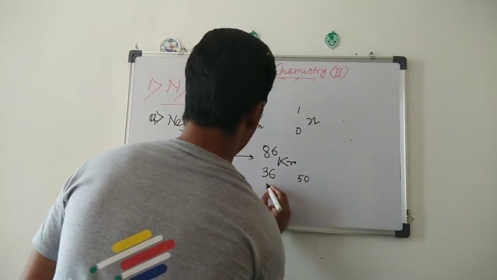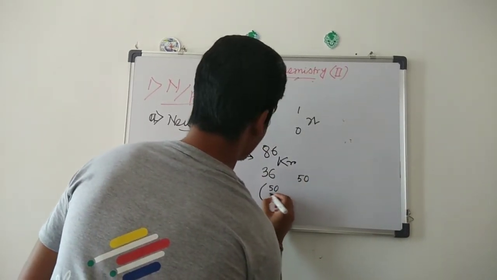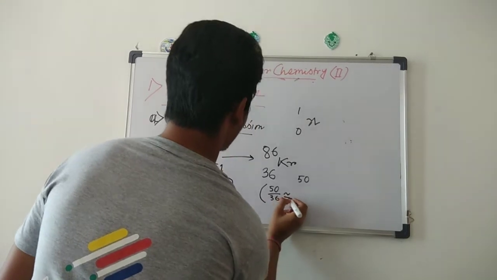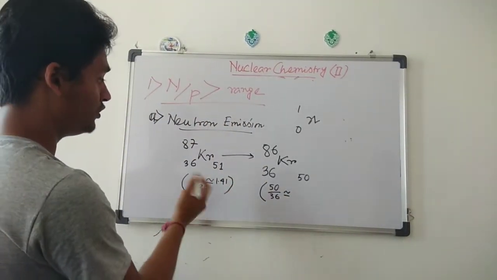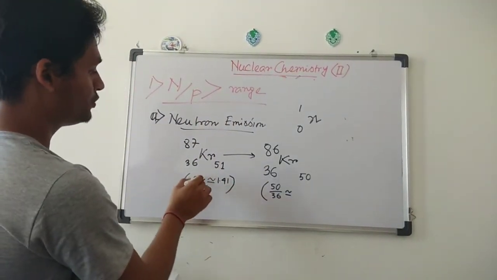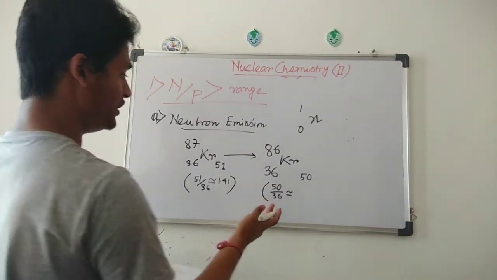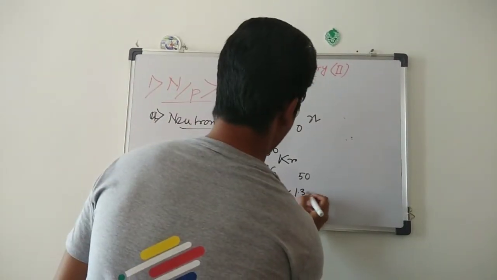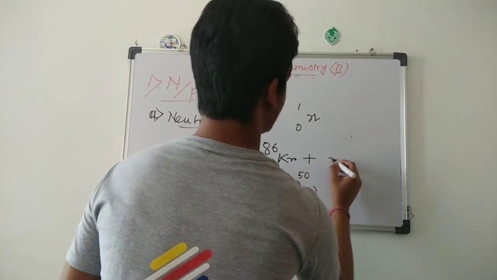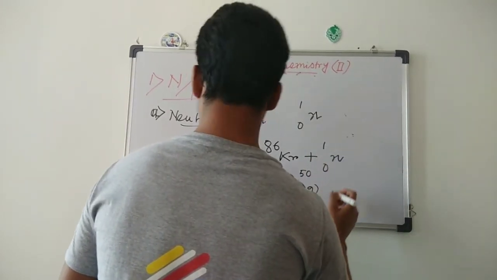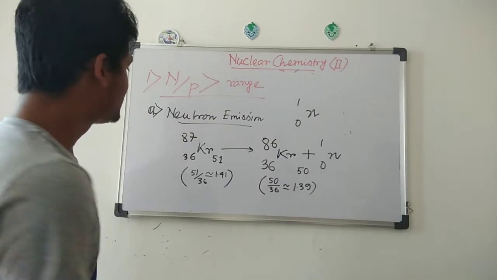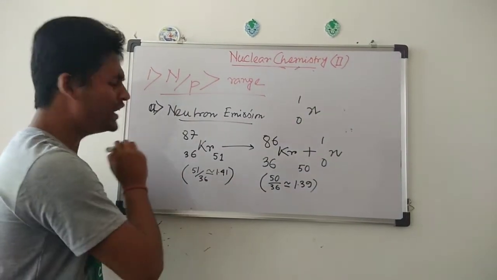Now it has 50 neutrons. So what will be the N by P ratio? 50 by 36. Even if you don't do the calculation, you can see that it was 51 and now it is 50, so it will obviously decrease. It will be around 1.39, plus 0, 1. So in this case, you need to know the following thing.